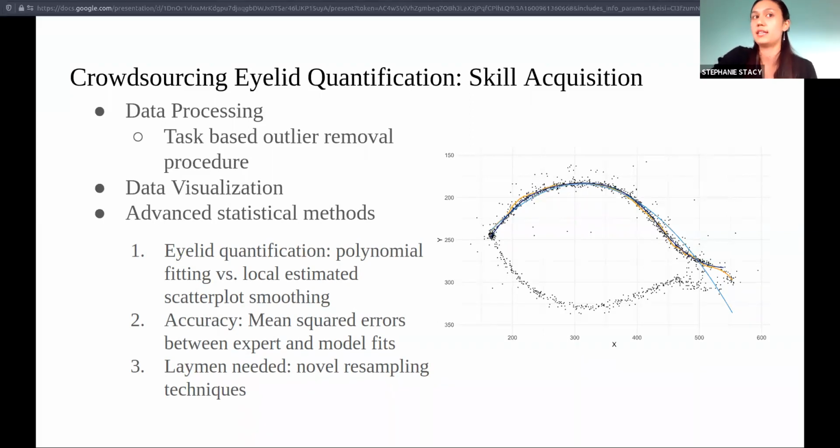So the first is, how do you quantify the eyelid? And they looked at a variety of different model fitting types, including polynomial and Loess, and compared those on different images. And then accuracy, so they used this mean squared error metric using the expert data that they have as the golden standard, and looking at the difference between that and how the model fits are doing, as well as how many laymen do you need. And so for this, they had to be a little bit more creative and do something that perhaps they weren't as familiar with, and come up with this novel resampling technique to estimate for different sizes of samples how accurate those fits would be and how many people they would want based off of that criteria.